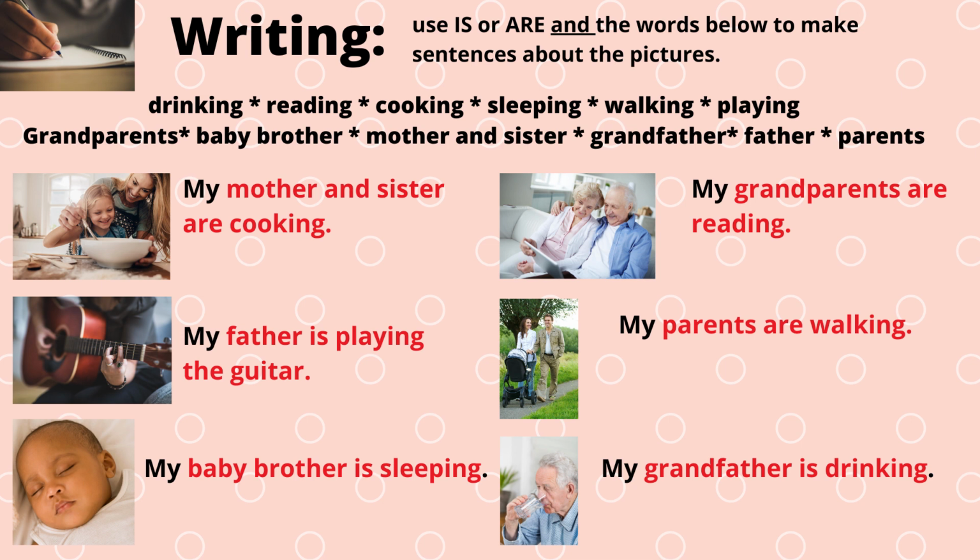Number 3, my baby brother is sleeping. Number 4, my grandparents are reading. Number 5, my parents are walking. Number 6, my grandfather is drinking. So that was practice writing 6 sentences.